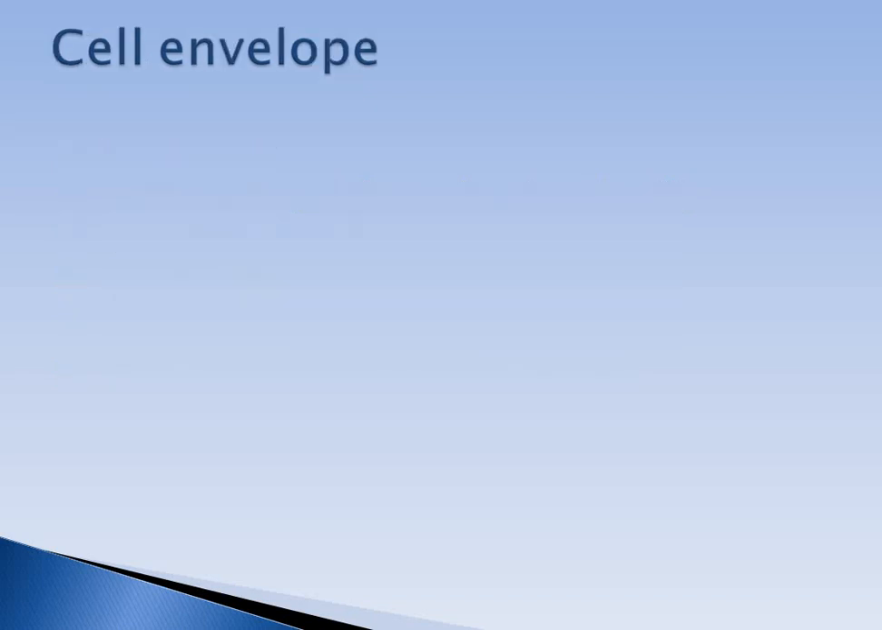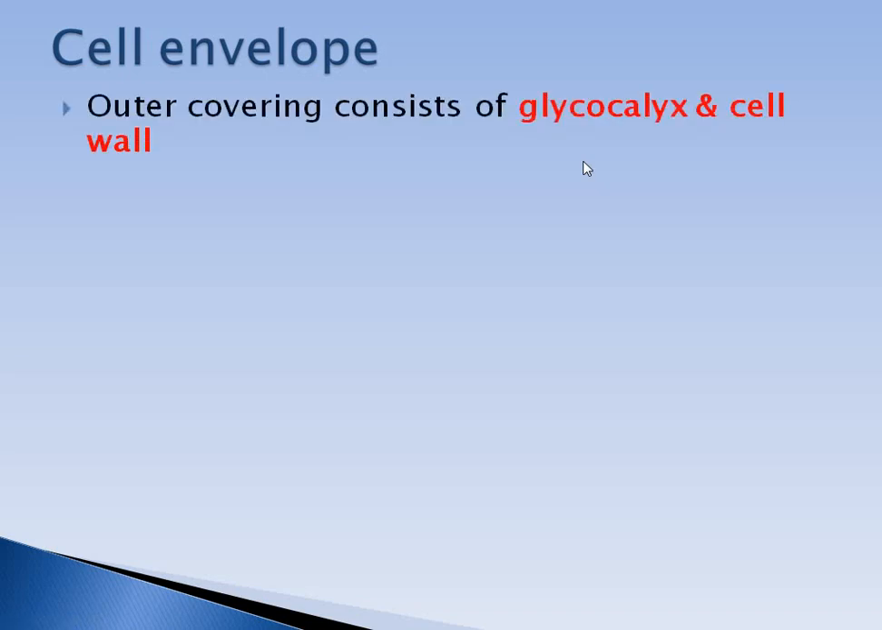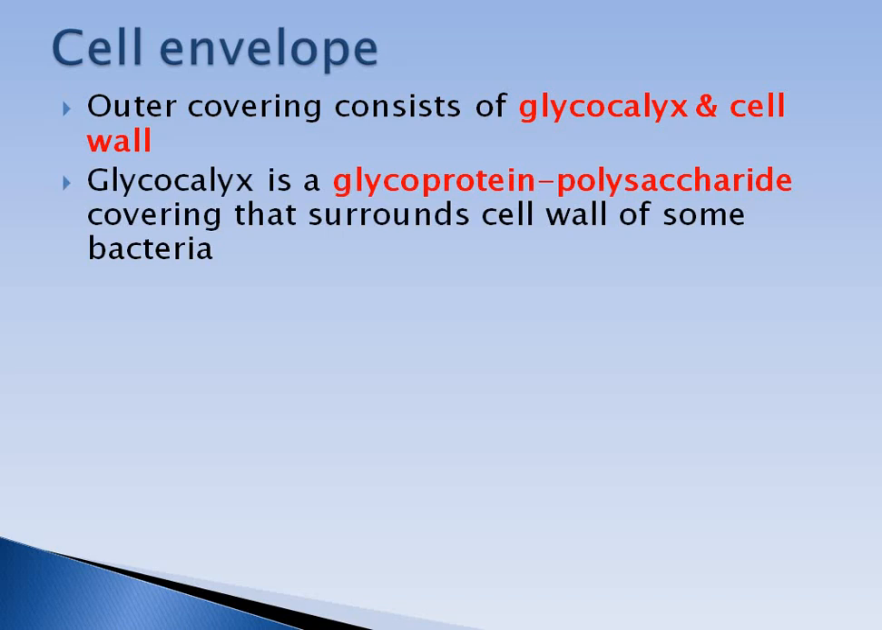Now the first one is the cell envelope. The cell envelope, or the covering of the cell, is made up of glycocalyx and cell wall. Glycocalyx is of two types, and it is made up of glycoproteins and polysaccharides. And this glycocalyx covers the cell. It is present outside the cell wall in some of the bacteria, not in all bacteria.